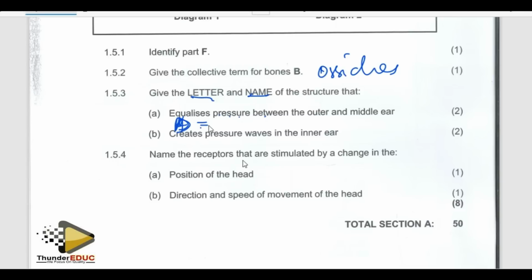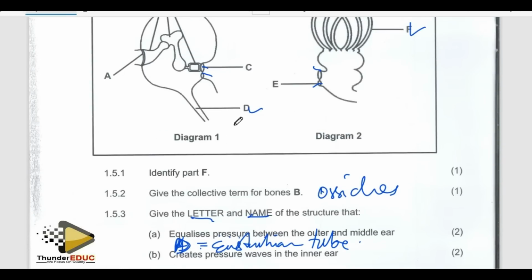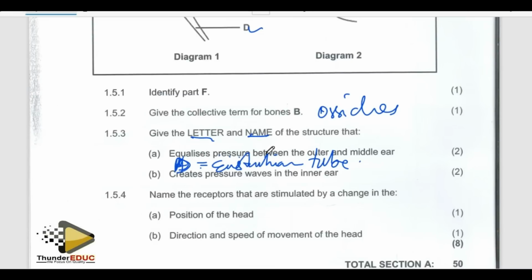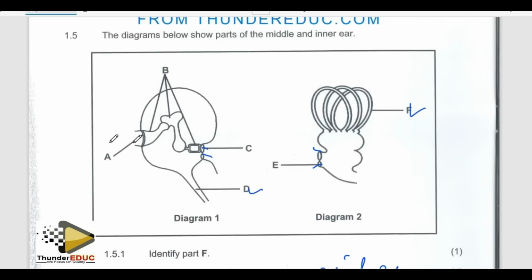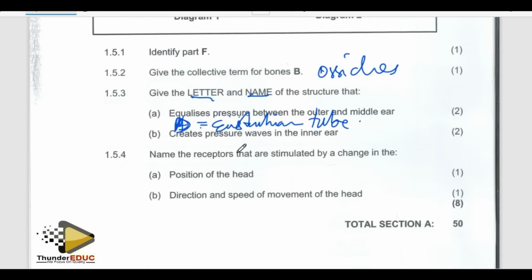D, which is the Eustachian tube. Yes, the answer is D. It equalizes pressure on either side of the tympanic membrane. Between the outer and the middle ear: outer means this side of the tympanic membrane, and middle means this side. Hence it equalizes pressure on the other side of the tympanum. So that is D, the Eustachian tube.